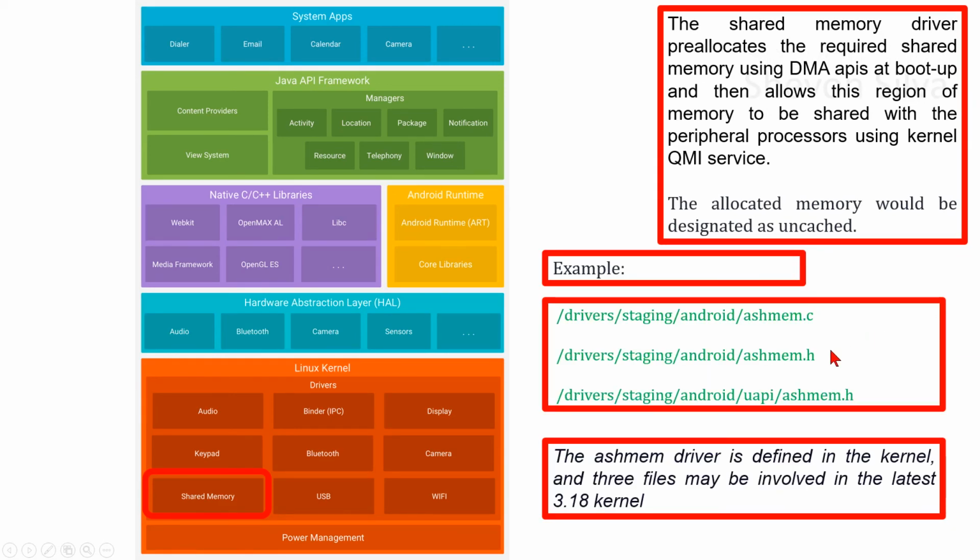As an example, we can consider the ashmem.c file, the ashmem.h file, and in UAPI the ashmem.h file. This anonymous shared memory driver is defined in the kernel, and three files may be involved in the latest 3.18 kernel.